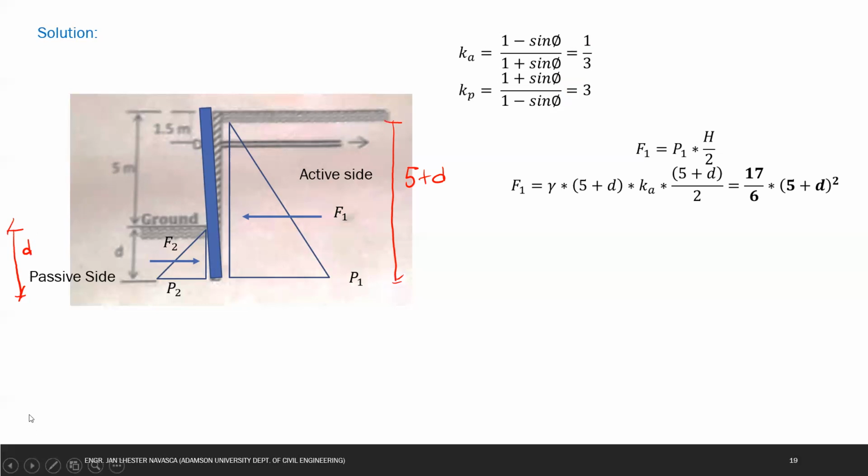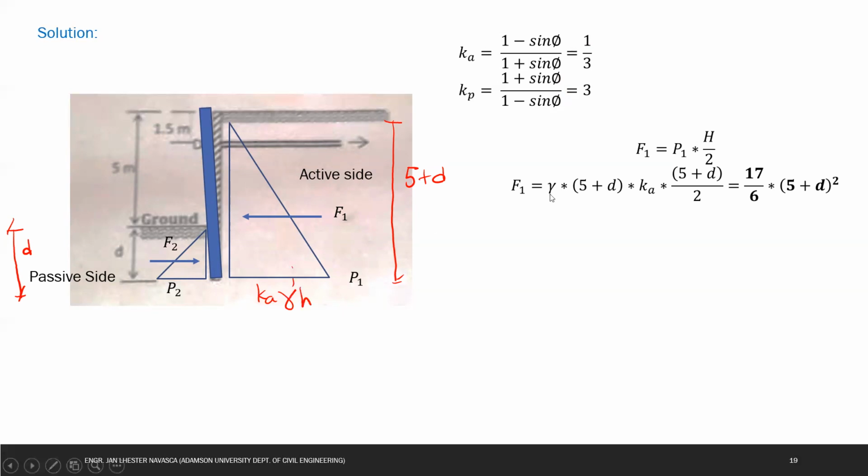Okay, so therefore, solving for F sub 1, which is P sub 1 times H over 2, your P sub 1 is K, pressure yung pressure is K times gamma H. Okay, this is your gamma, this is your H, which is 5 plus D, and this is your K. Okay, so sulat ko siya dito. This one is K sub A gamma H.